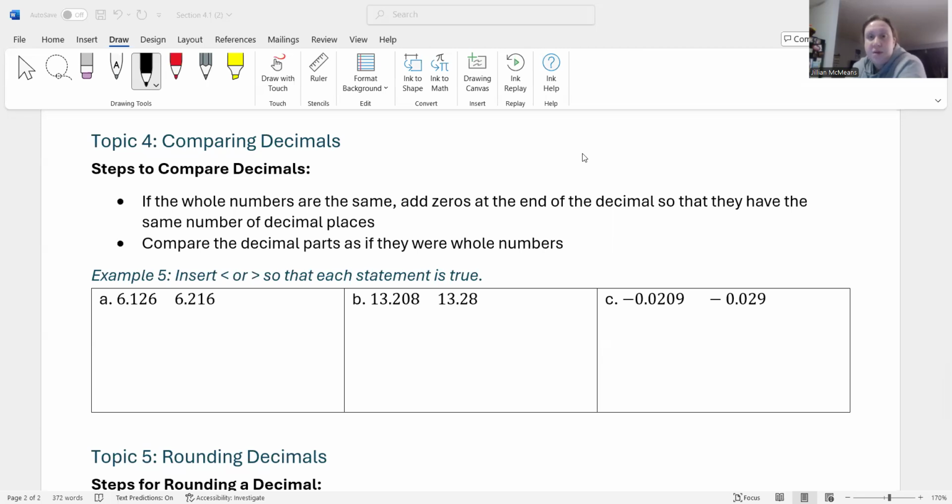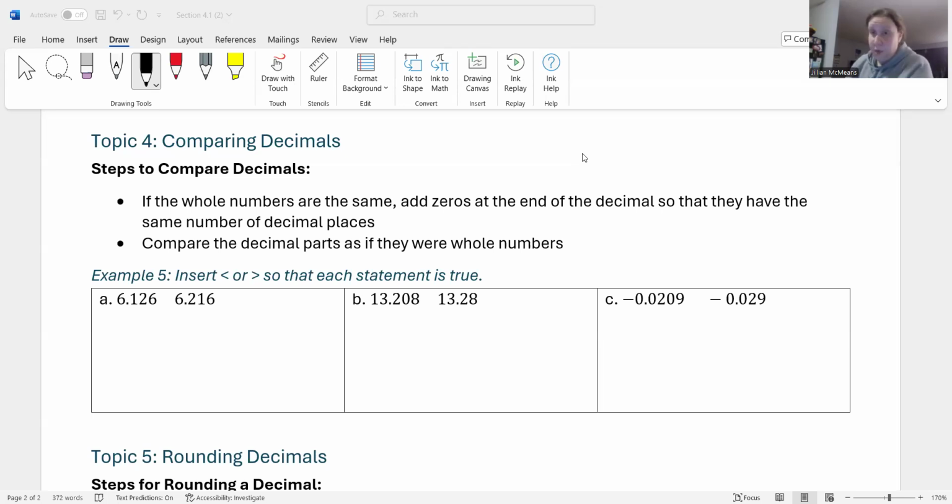So if the whole numbers are the same, add zeros to the end of the decimals so that they have the same number of decimal places, and then compare the decimal parts as if they were whole numbers. Now, of course, if the whole numbers are different, compare the whole numbers. But in the situations I've given you here, the whole numbers are all going to match.